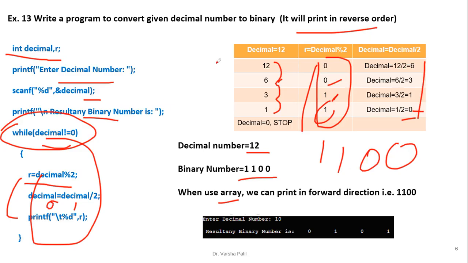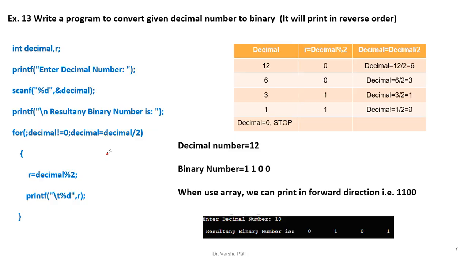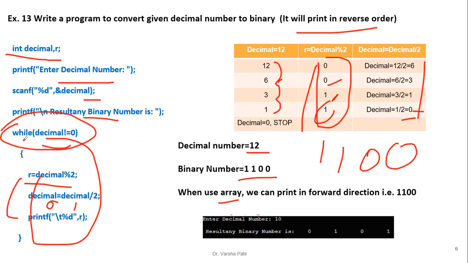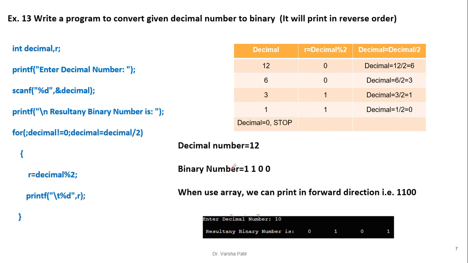Now if we want to write the program for decimal to octal, what will be the change? Only, instead of 2, we need to divide by 8. Now see, I will first explain: instead of while, if we want to write the program using a for loop, that is also possible. For this, initialization is not required because we have already accepted the decimal number, so there is no need of initialization. What is our final condition?